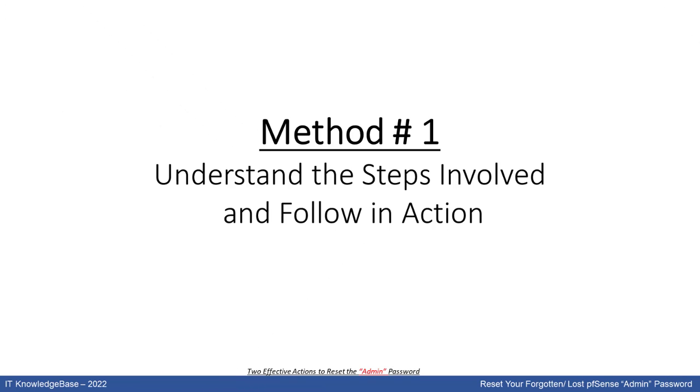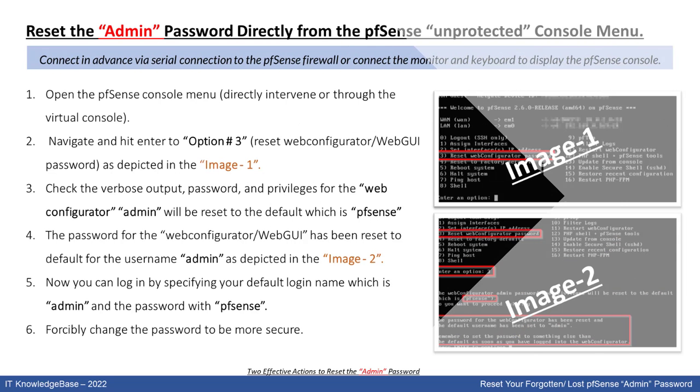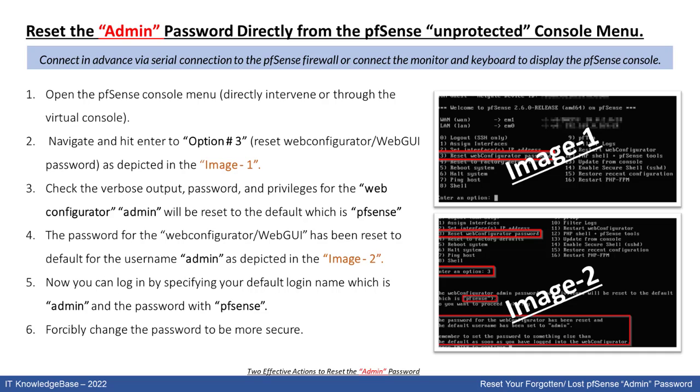Method number 1. Understand the steps involved and follow in action. Reset the admin password directly from the pfSense unprotected console menu. Please note, connect in advance via serial connection to the pfSense firewall, or connect the monitor and keyboard to display the pfSense console. If you are accessing your pfSense firewall over the network, then it's fine. Open the pfSense console menu, directly intervene or through the virtual console.